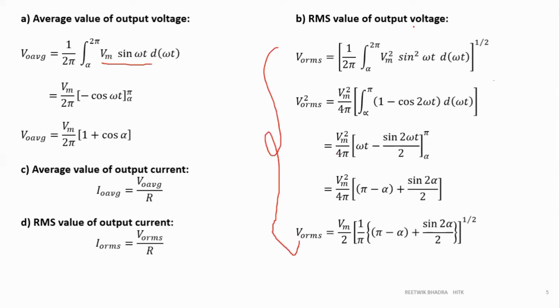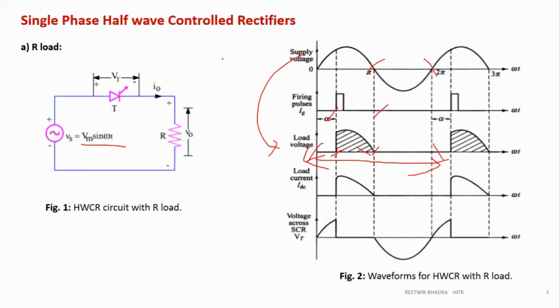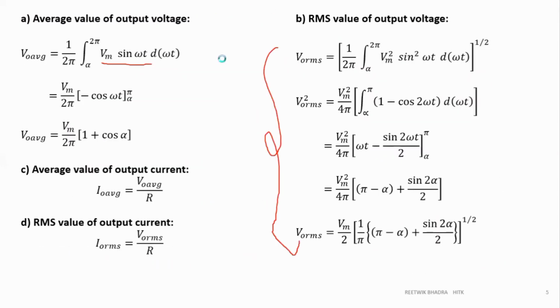Derive the RMS value of output voltage for a half wave controlled rectifier with R load. You can do this. You have to do this. What will be the average output current? Value of output current will be V naught average by R. Output current RMS value will be V naught RMS by R. This is the RMS current. These are the very important formulas.